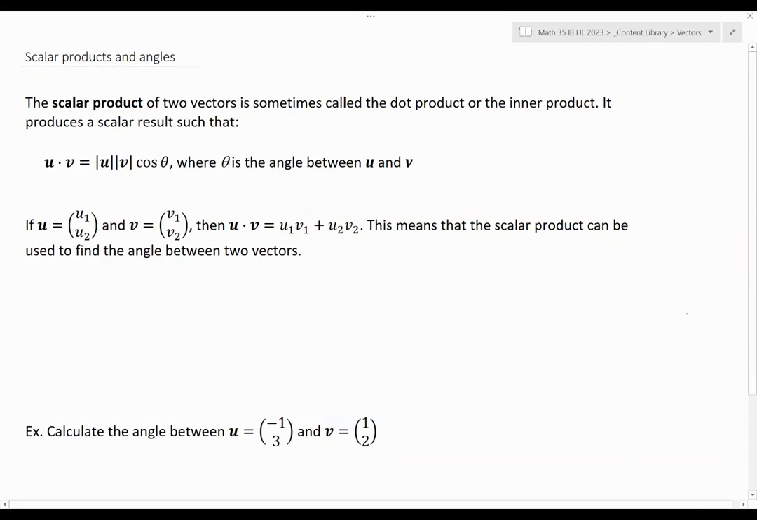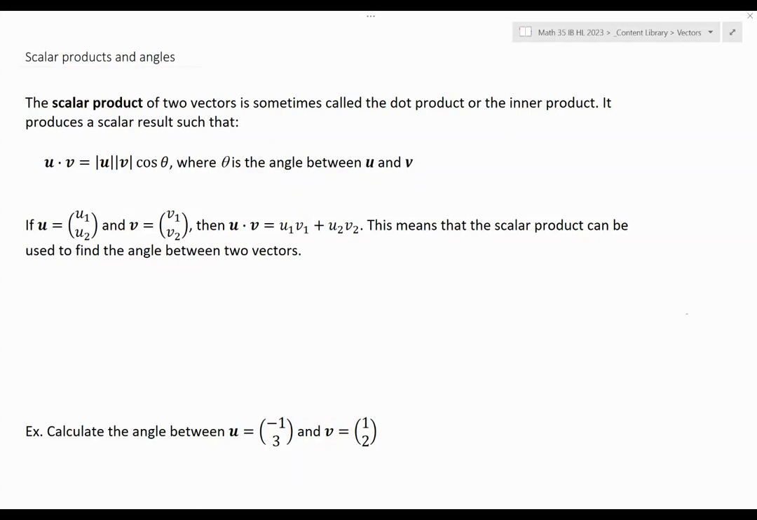Hello, in this video we're going to look at one of the ways that we can multiply two vectors together. And this is what's called the scalar product of two vectors. It's sometimes called the dot product because we represent it using a dot, or the inner product because it's a characteristic of the two vectors' components. It's called scalar product because it produces a scalar result.